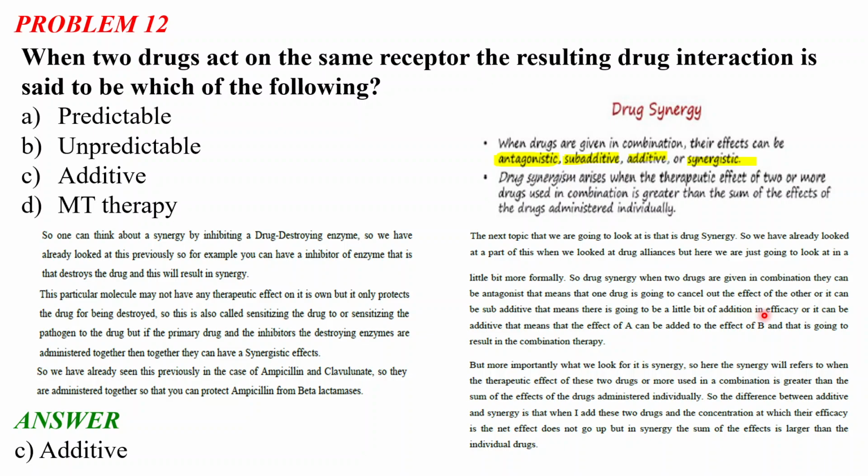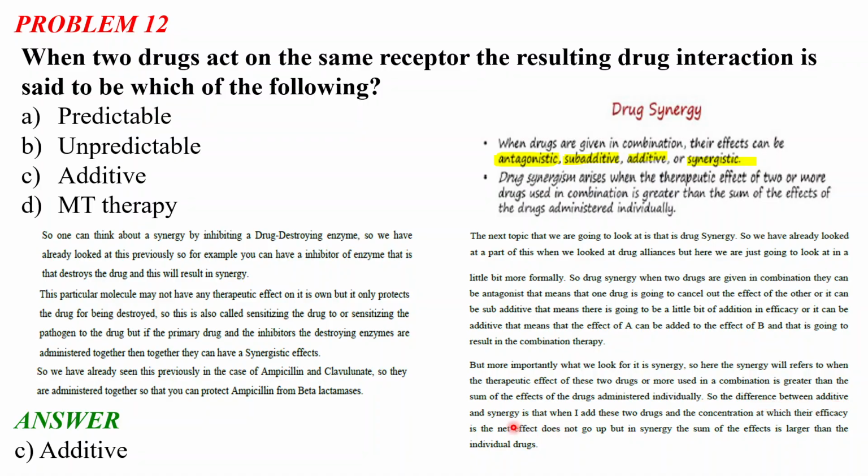This means there is going to be a little bit of addition to the efficacy, and this can be additive, meaning the effect of drug A can be added to the effect of drug B, and this is going to result in a combination therapy. But more importantly, synergy refers to when the therapeutic effect of two drugs used in combination is greater than the sum of the drugs administered individually.